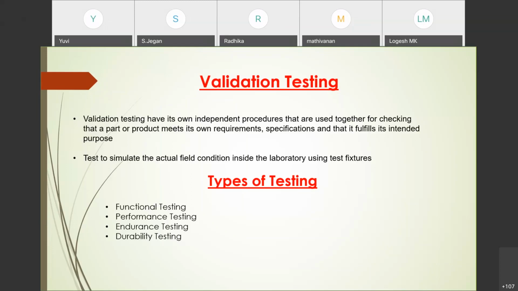In validation testing, we have different types of testing. One is functional test, performance test, endurance test, and durability test. For each and every test, we have a specification based on the part or product, which has to be fulfilled during our testing. We have to make sure that the testing has been fulfilled as per the specification.